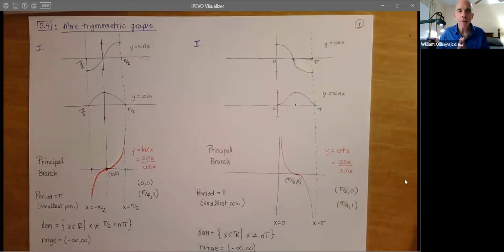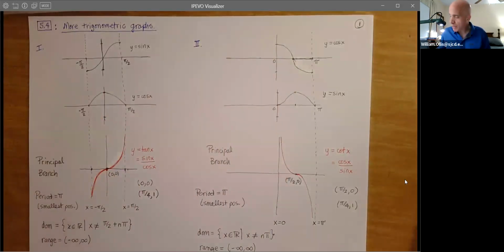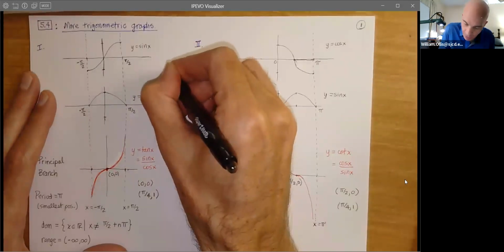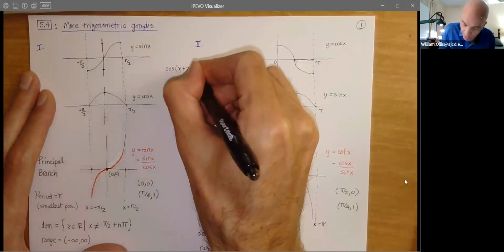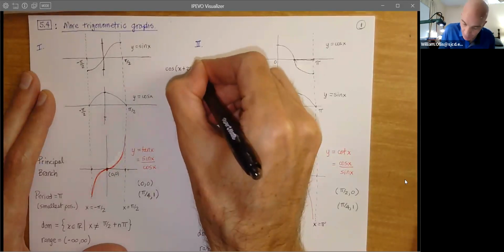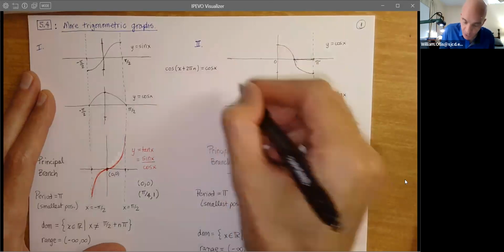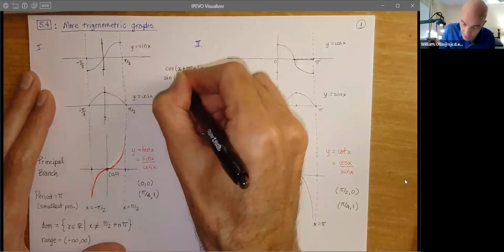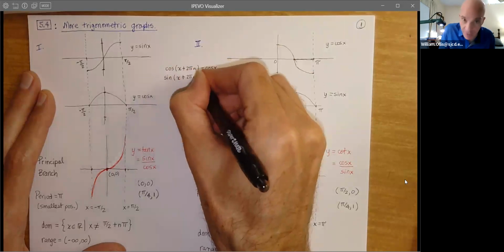Let's just recall that cosine and sine have a period 2 pi, or any multiple of 2 pi will cause the sine and cosine to repeat. So I just want to remind you about that. When you say cosine of x plus some multiple of 2 pi, where n is an integer, we get cosine x. And then the same is true for sine. So if we have sine of x plus 2 pi times n, that will equal sine x.